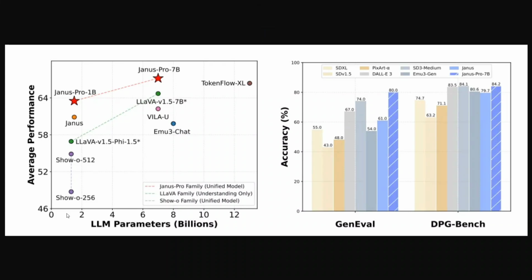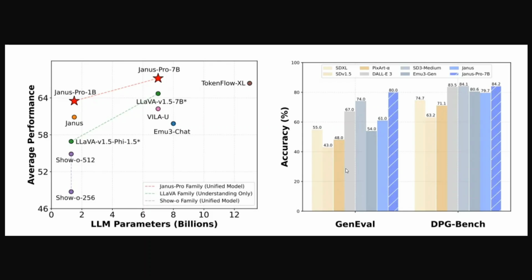Now here you can see the LLM parameters in billions and average performance. Janus-Pro 1 billion looks to be the best small-sized multi-modal LLM, and Janus-Pro 7B looks the best in the 7B category. Now if you see on the right hand side, in this particular graph, you can see that Janus is very easily able to beat out DALL-E 3 and Stable Diffusion models on the image generation benchmarks as well. So the model is a killer, and I think DeepSeek is now going for the kill.